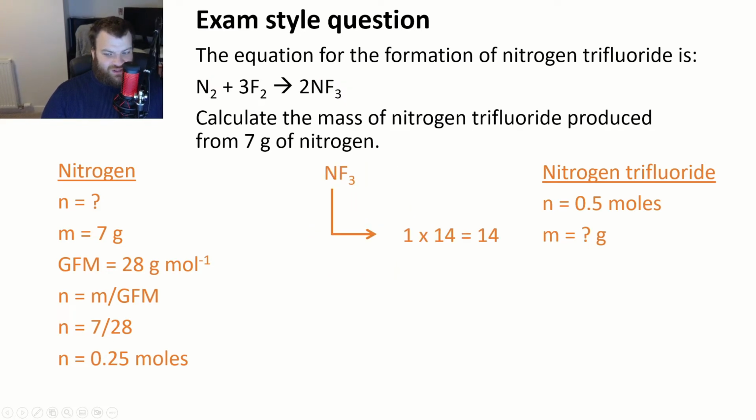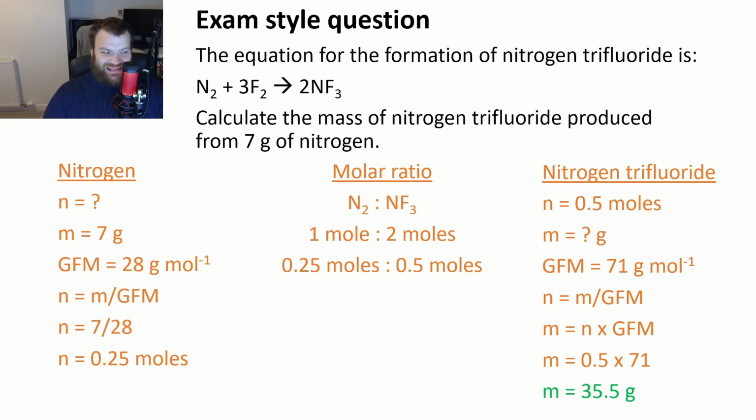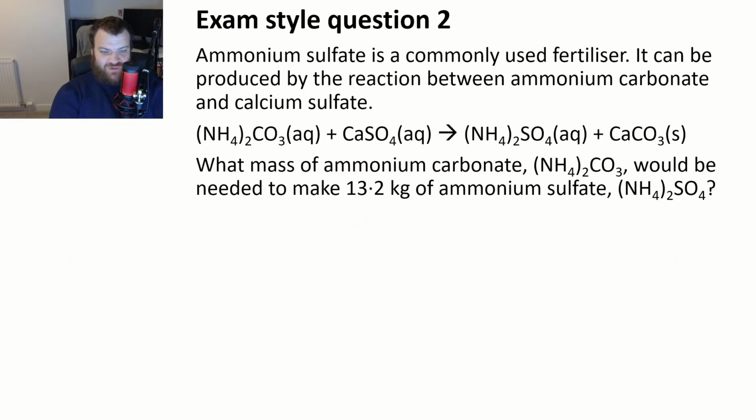We've got 1 nitrogen, which is 1 times 14. We have 3 fluorines, which is 3 times 19, giving us 57. Total being 71 grams per mole. Now that we have this information, we can use N equals M divided by GFM, which can be rearranged to be M equals N times GFM, which is 0.5 times 71, giving us our final answer of 35.5 grams of nitrogen trifluoride being produced.